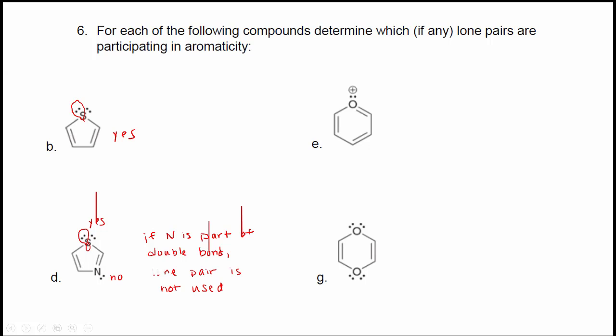All right, so in the oxygen, E, the oxygen is part of the double bond. So it's going to be the same thing as the nitrogen. Since oxygen is part of the double bond, it is not using the lone pair there. And then what about G? Are those oxygens contributing their lone pairs? Yes or no?